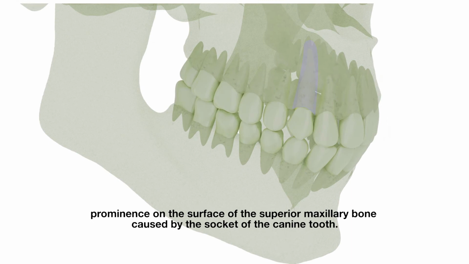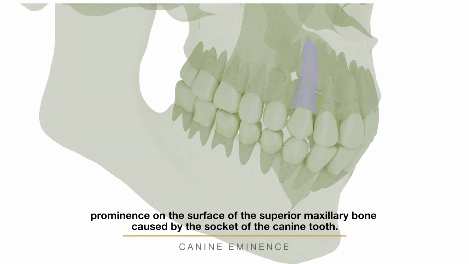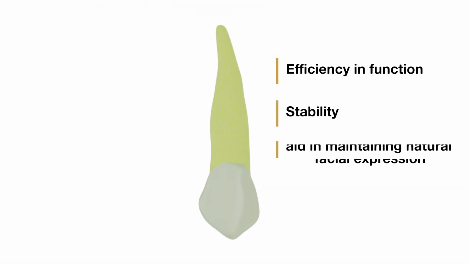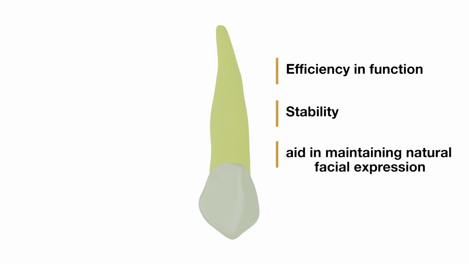Along with these features, the bone ridge over the labial portion of the root, called the canine eminence, gives it a cosmetic value as well. They help form a foundation that ensures normal facial expression at the corners of the mouth. Efficiency in function, stability, and aid in maintaining natural facial expression makes them the most valuable teeth in anyone's mouth.